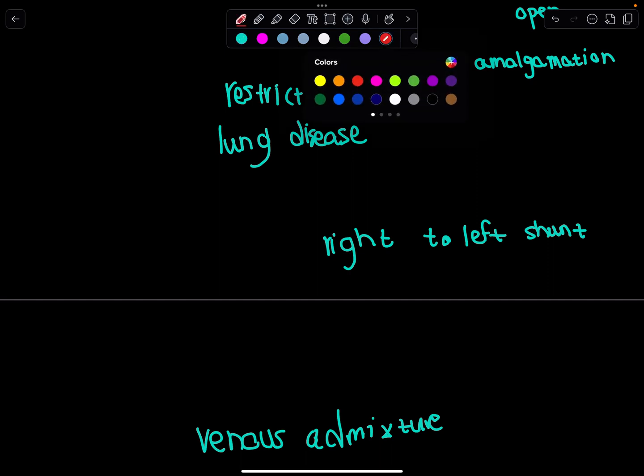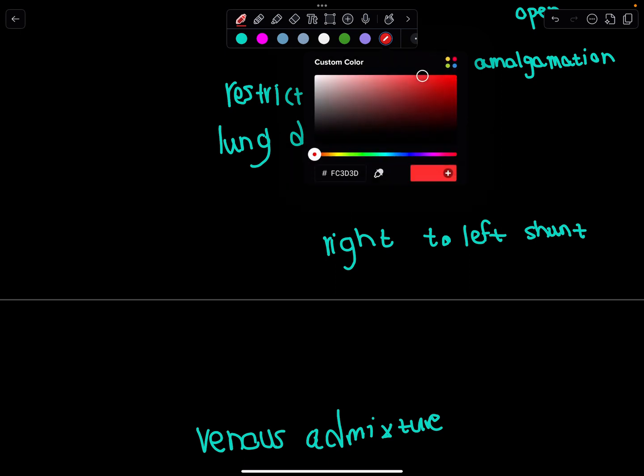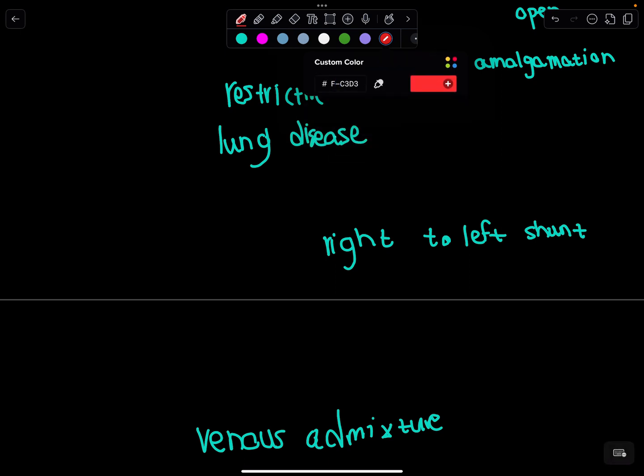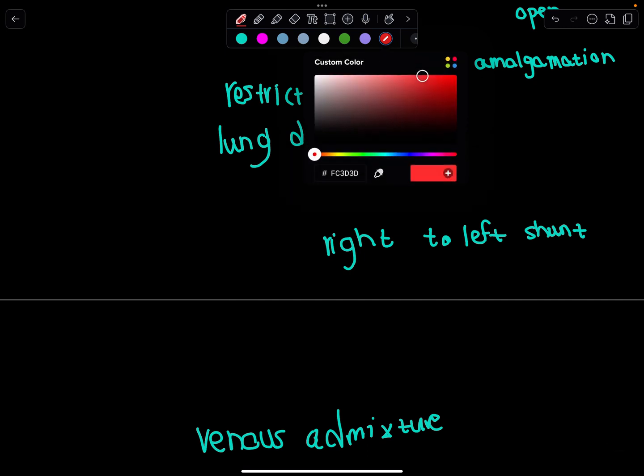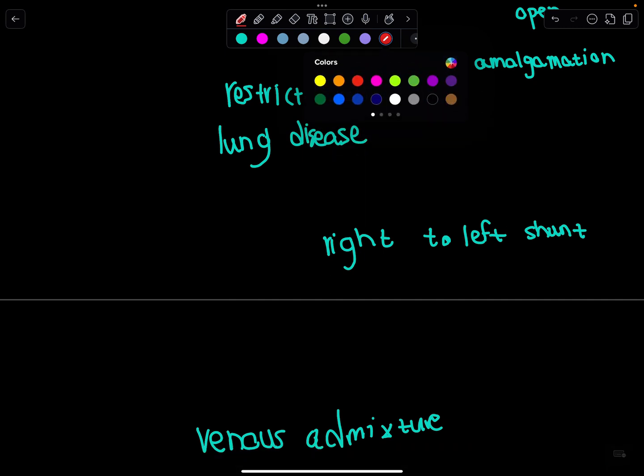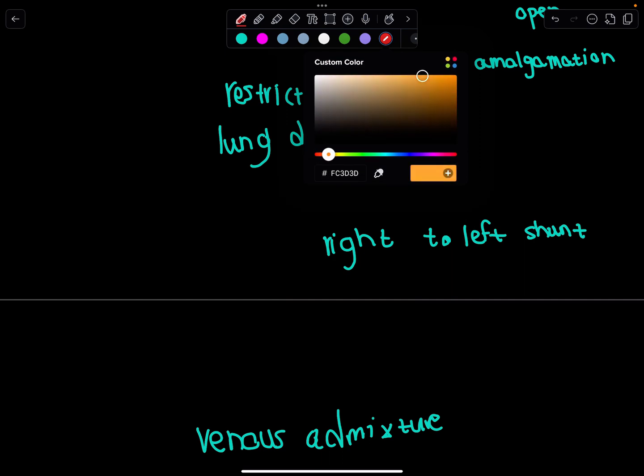Venous admixture, similar effect but broader. Any mixing of deoxygenated blood into arterial blood, like from shunts or poorly ventilated lung areas, e.g. pneumonia. Both cause hypoxemia, resistant to oxygen therapy. Shunt is anatomical. Admixture includes functional issues. Clear? Want more on causes or effects?